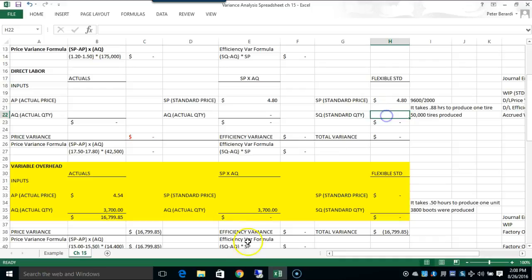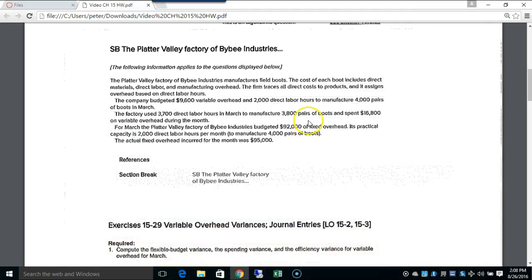Now let's try to figure out our quantity. It says it can produce 4,000 pairs of boots with 2,000 direct labor hours. So how many direct labor hours can produce one boot? That's essentially what we have to bring this down to. The answer is 0.5, 2,000 over 4,000. So 0.50 direct labor hours will produce one boot.